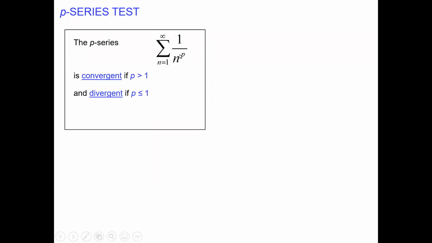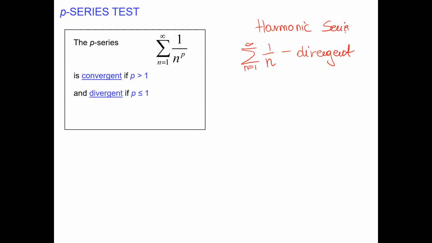Then we can focus on that p value, and through the integration, we may prove that if p is greater than 1, the infinite series will be convergent. If it's less than or equal to 1, it's divergent. Of course, the equal one is 1 over n. We know this is a divergent series and it's called harmonic. Okay, harmonic series. We know this one definitely.